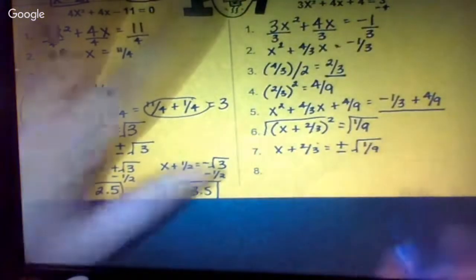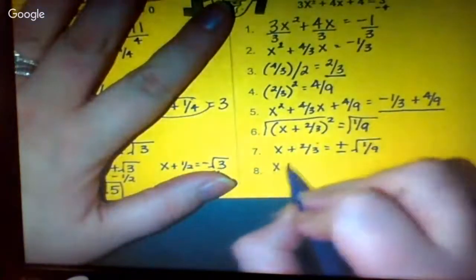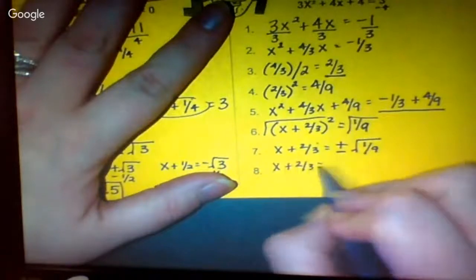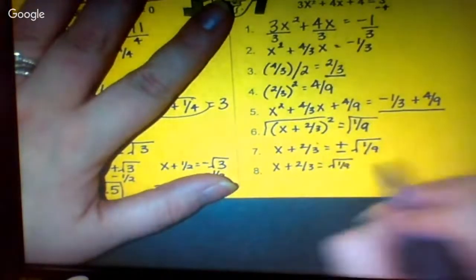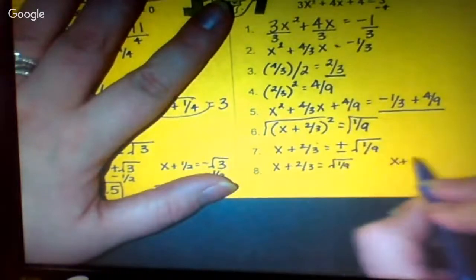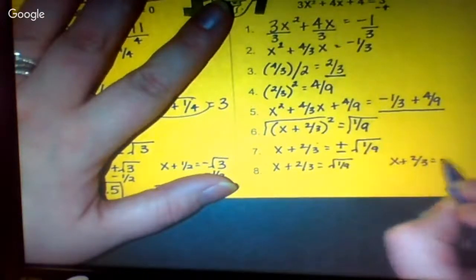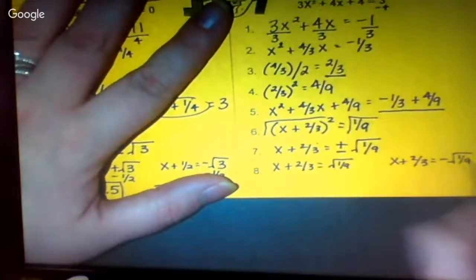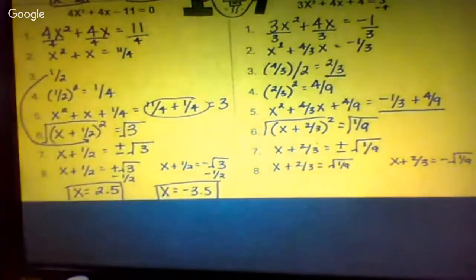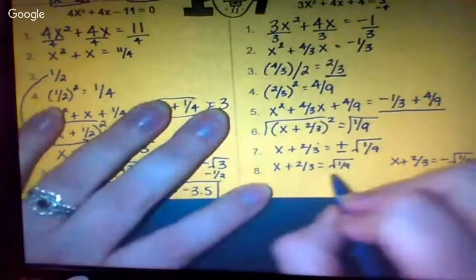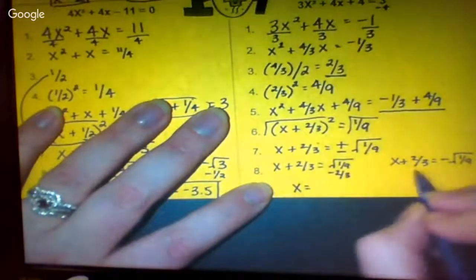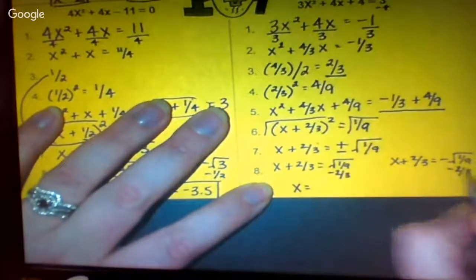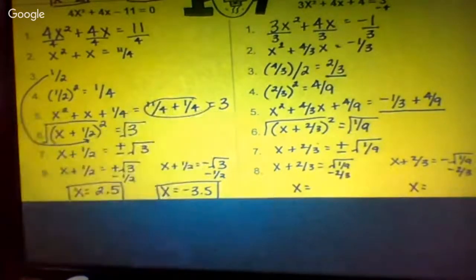Okay, your last step then is to split this into 2 equations and solve. So one equals positive square root of 1/9, and the other side equals the negative square root of 1/9. When I move 2/3 to the other side, I get what? Negative 2/3. So go ahead and subtract 2/3 from both of those and get your answers.